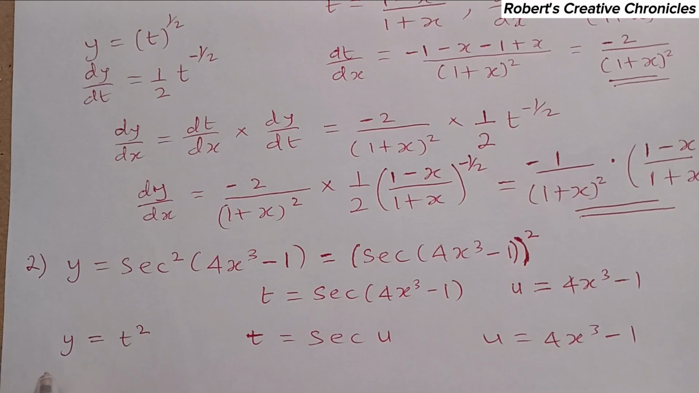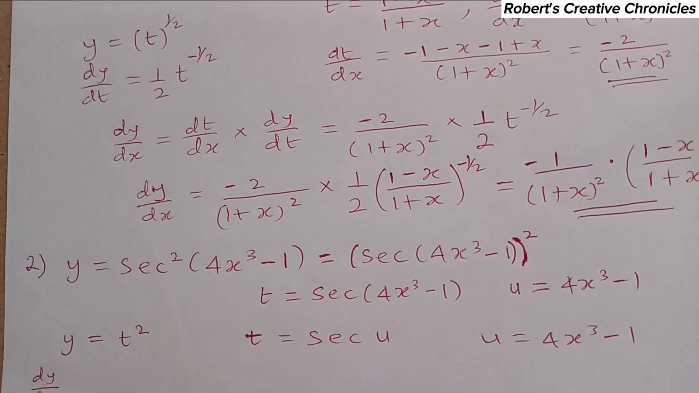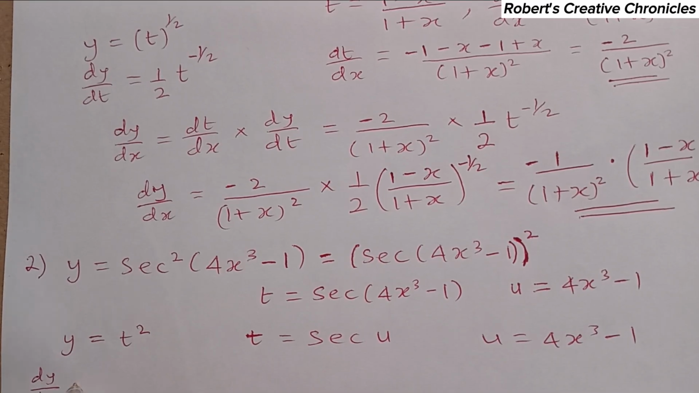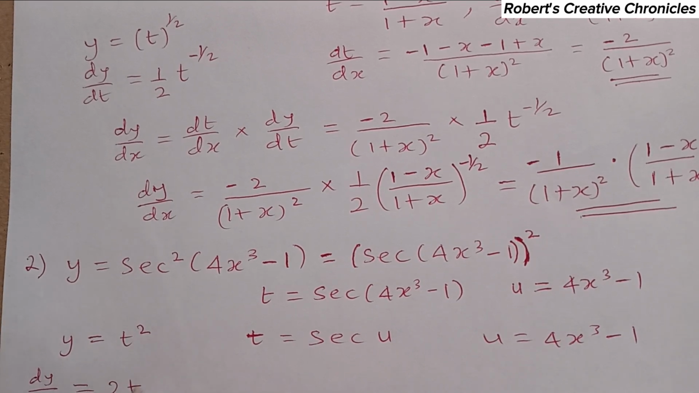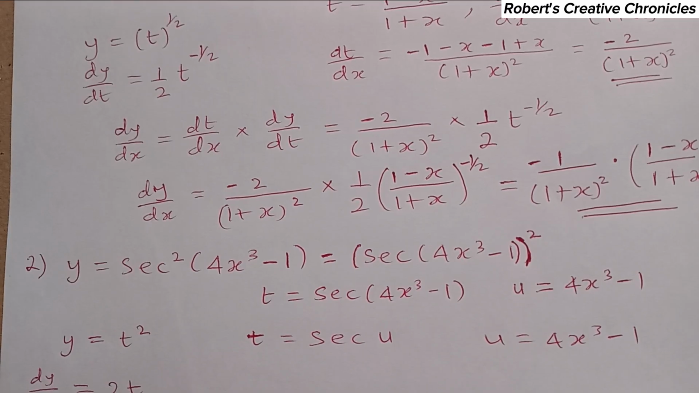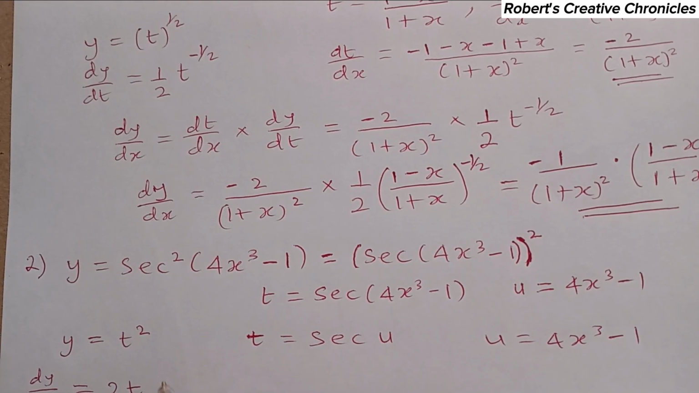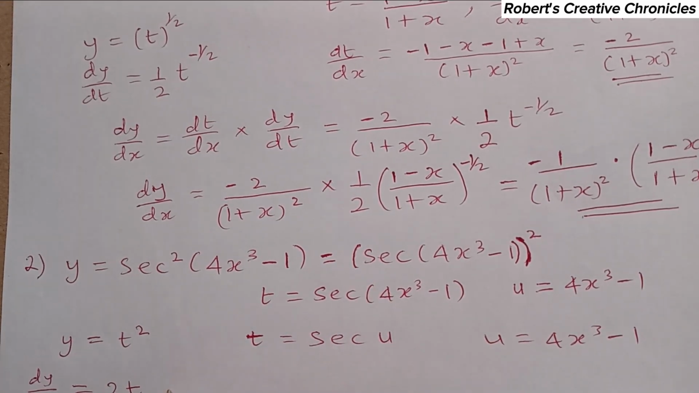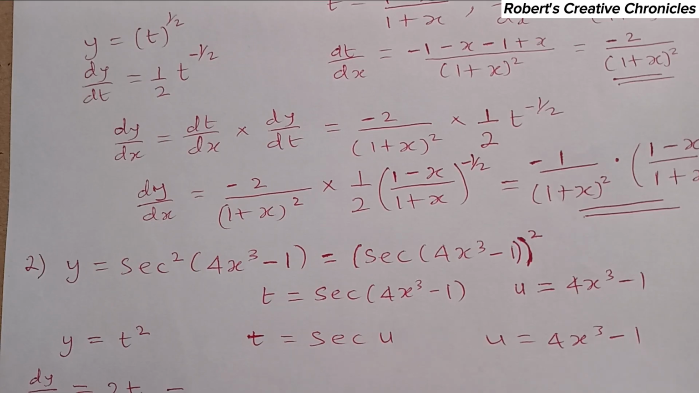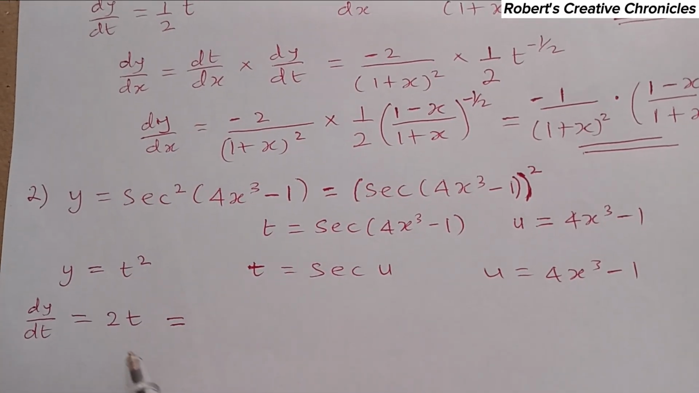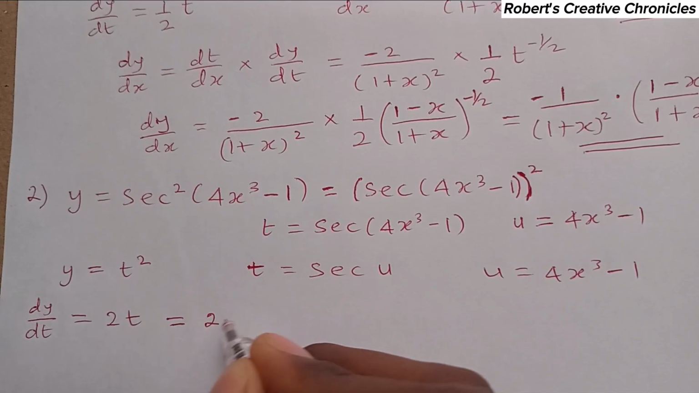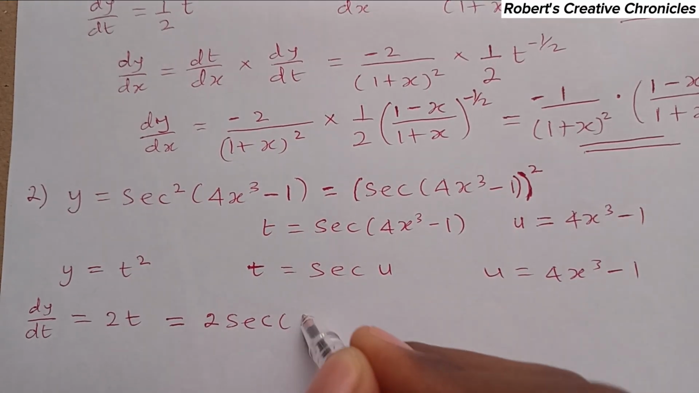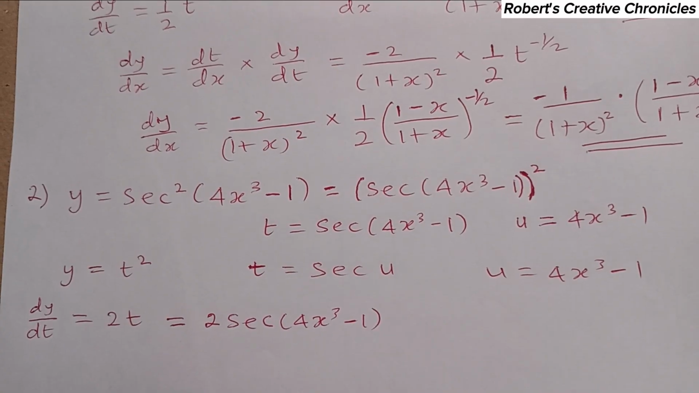So now we will say dy over dt. dy/dt is what? It is 2t. Now t is what? t is this. So we can substitute it now, or we can substitute it when we use the chain rule, but let's do it now. dy/dt is 2t. So let's substitute t inside. It becomes 2 sec(4x cubed minus 1).